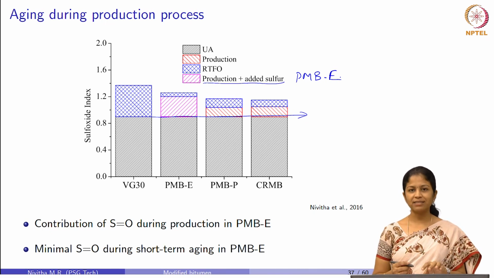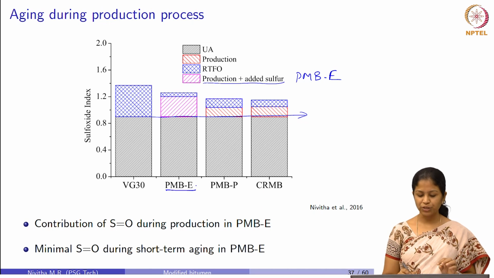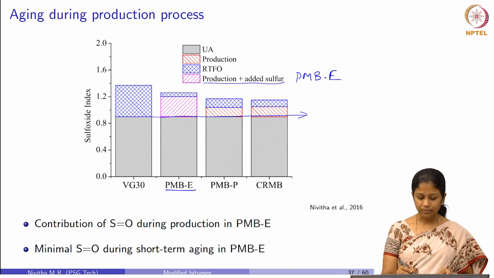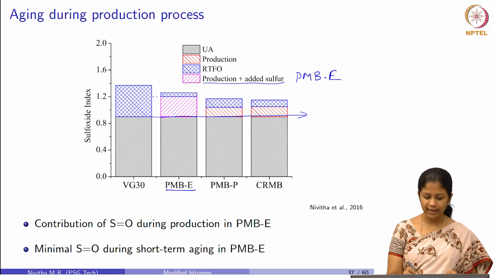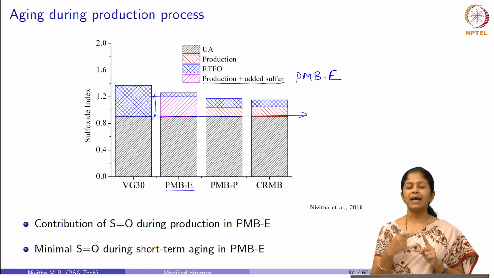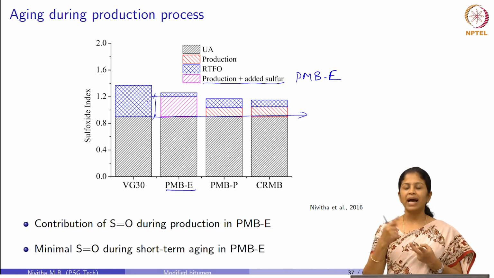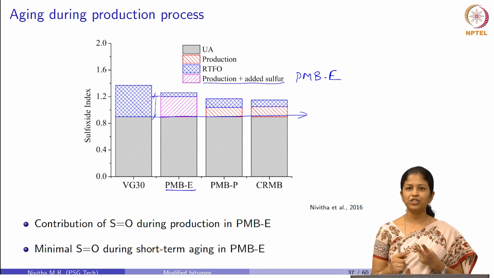That was the case for the PMBE which was used here, and that is why the increase in sulfoxide index in the case of PMBE is again a net effect of the contribution of sulfur from the modifier and the contribution of sulfoxide which is happening during the aging process.